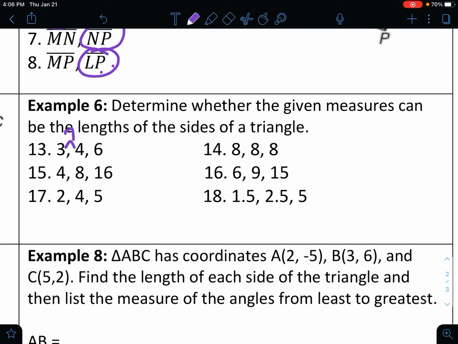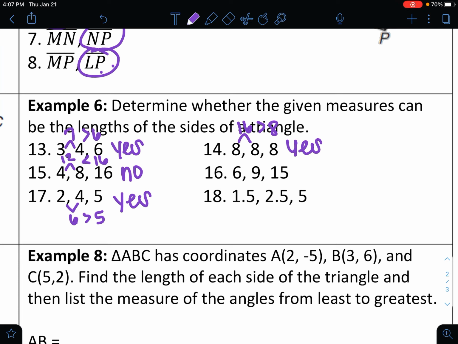All right, so for example, this would be 7, and 7 is greater than 6. So yes, that would make a triangle. Let's see, 4 plus 8, that's 12. 12 is not greater than 16, so that would be a no. Here and here, we got 2 plus 4 is 6. 6 is greater than 5. That would be a yes. Again, always take the two smallest sides. That's the little shortcut. 8 plus 8 is 16. 16 is definitely greater than 8, so that's a yes.